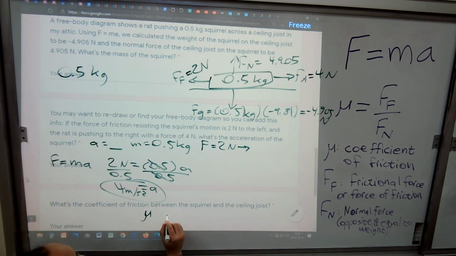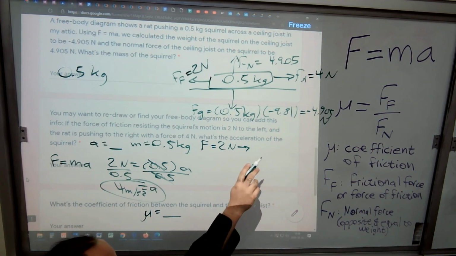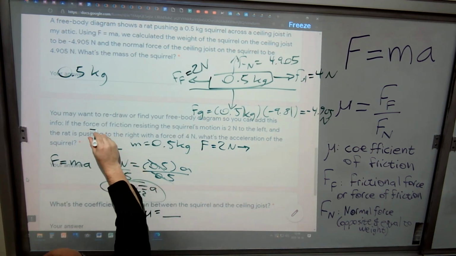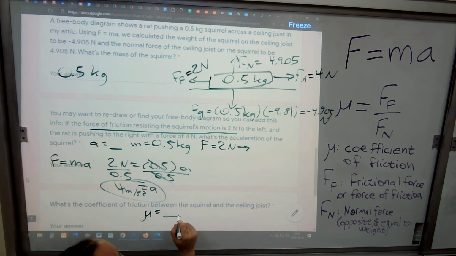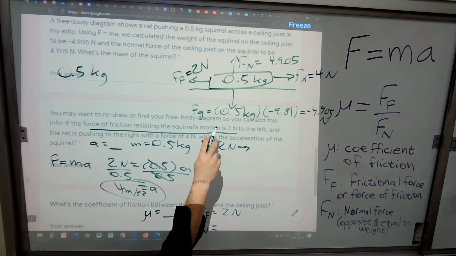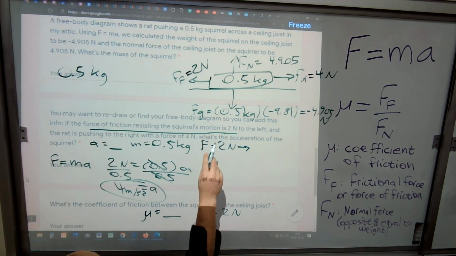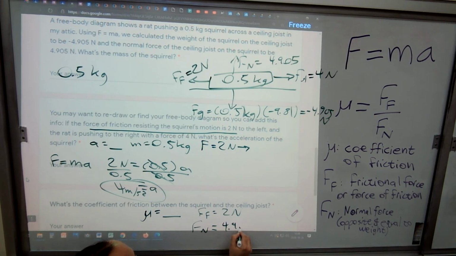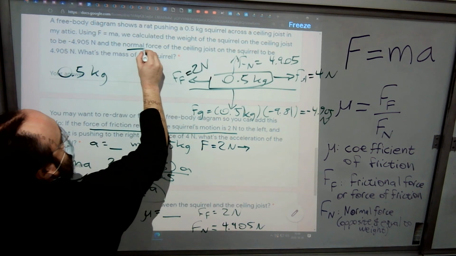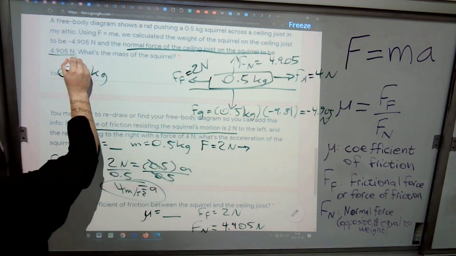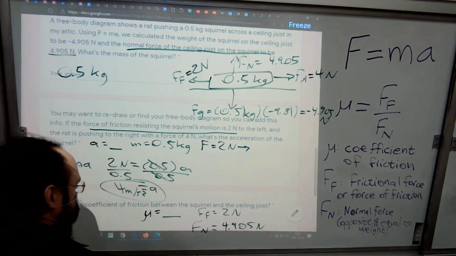It's asking for mu. If we're using that formula to figure out mu, we need force of friction and normal force. And it told us force of friction right here. Force of friction is 2 newtons. And normal force, oh, that was way up there. We got that. That's 4.905. Right up here, where was it? Normal force? Right there, okay. And we just need to divide those.